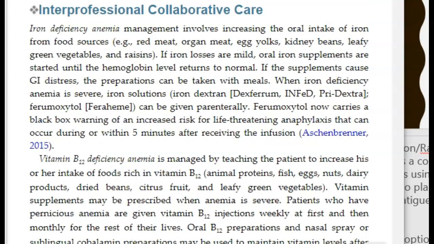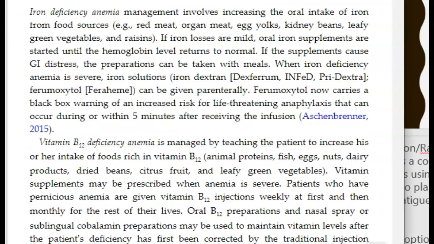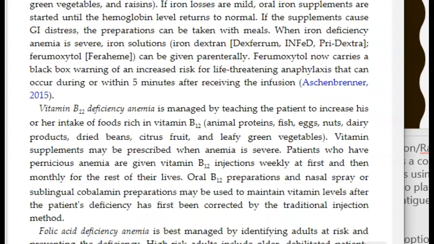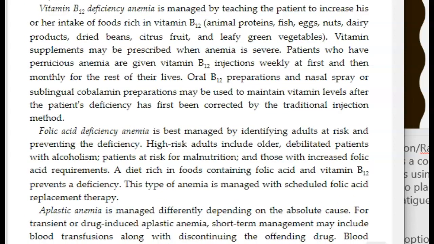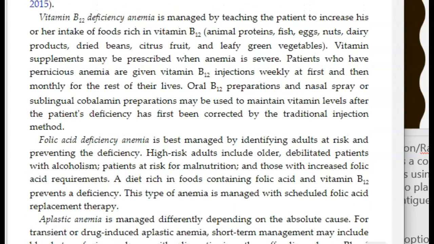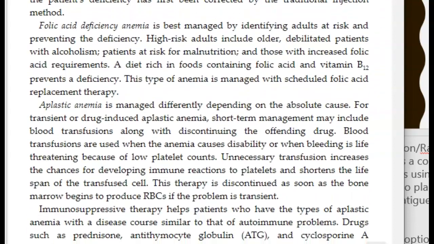Now, as a nurse, these are things that we should do for our patients. I want you to read the paragraphs. I'm not going to read it for you, but look at iron deficiency anemia management. It'll tell you what it involves, increasing different types or intakes of iron. It tells you the source of that. If you also look down, vitamin B12 deficiency anemia is managed by teaching the patient to increase his or her intake of food rich in vitamin B12 and so forth. It gives you examples of that. And also for folic acid.